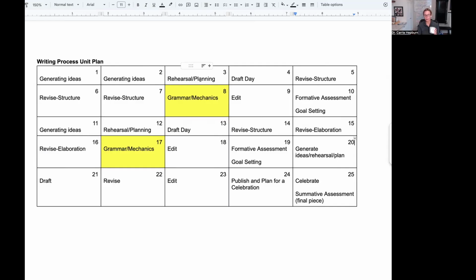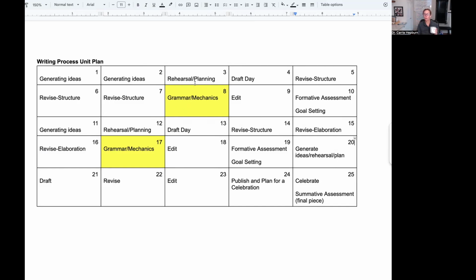So you'll notice that we have generating ideas a couple days early on, talk about rehearsal and explicit oral rehearsal and planning, have a draft day, we revise. The first phase of this, we always revise on structure. Like for this, what I'm writing for narrative writing, beginning, middle, and end. Do we have a beginning, a middle, and end? Woohoo! Like we're gonna celebrate that.